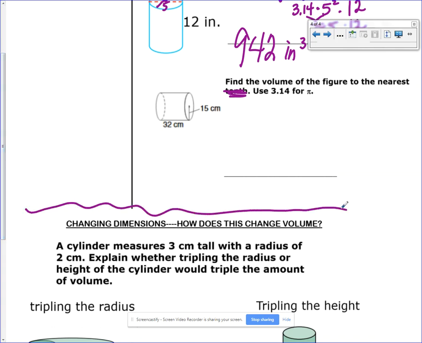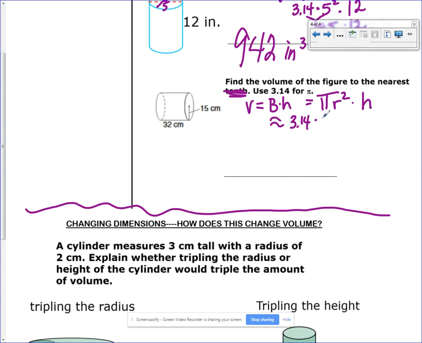All right, here's the last one. I'm going to draw a squiggle line here because we'll do this together in class next time. Find the volume, area of the base times the height. That means pi times radius squared, that's the base, times the height.